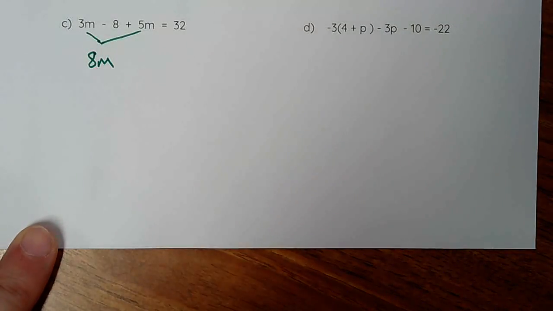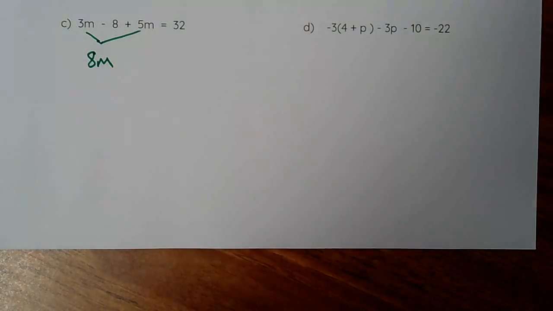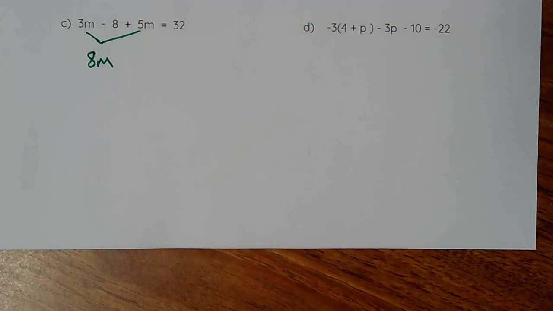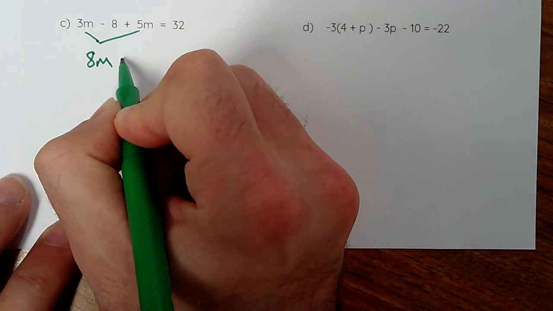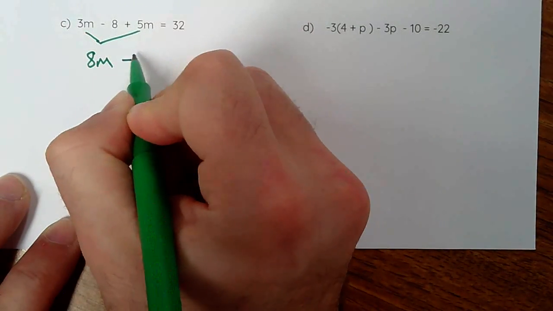Now I did kind of jump ahead of myself. I didn't recognize distributive property right away, so I didn't even talk about it, but we would look for that first. Didn't have it, so we would combine our like terms. Minus 8, so I'm going to bring down minus 8.